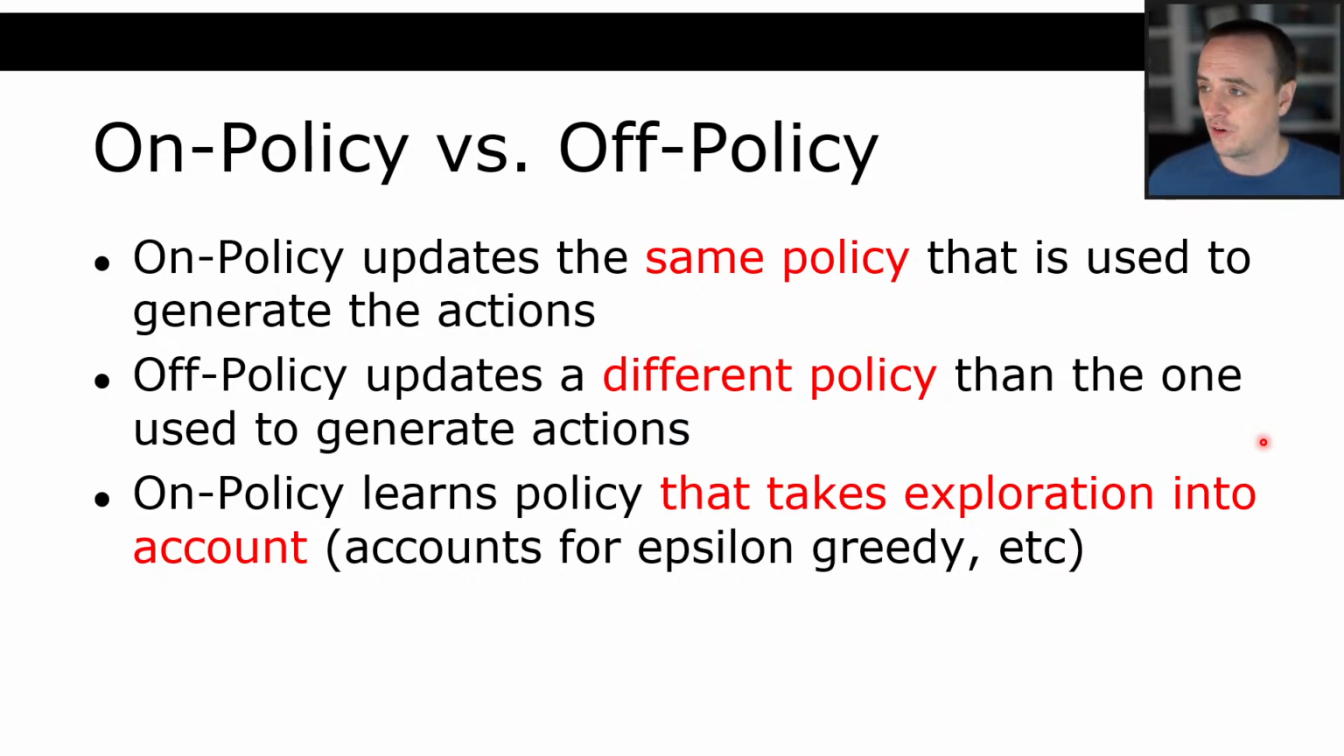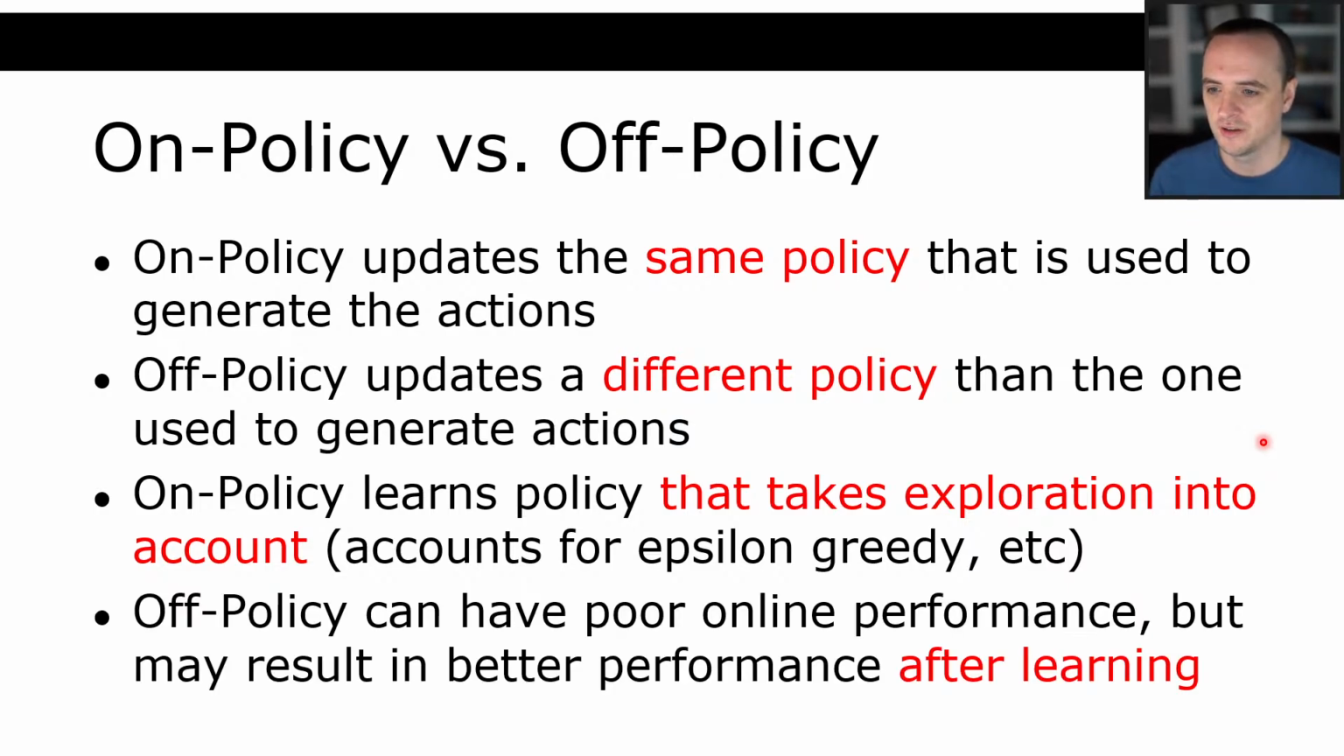So it accounts for epsilon greedy, etc. Off-policy learning can have poor online performance, but it may result in better performance after learning. So these last 2 points here, this is going to be the thing that when we end this lecture, I'll have an example and you'll understand what this really means after the example. So we're going to do a whole bunch more stuff, but we'll come back to this, okay?